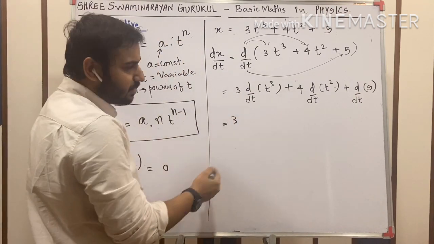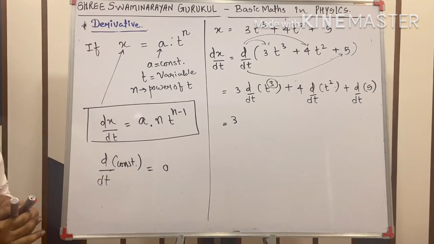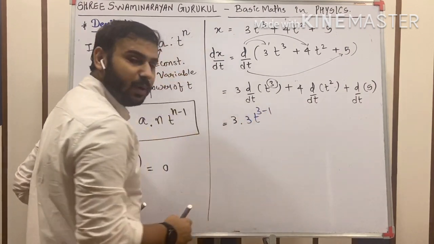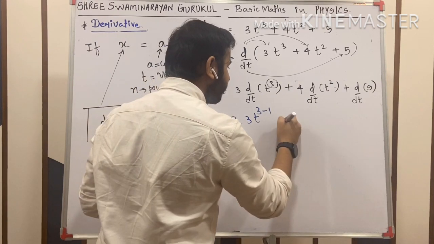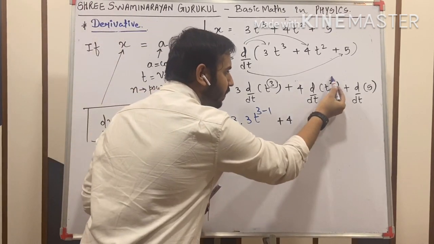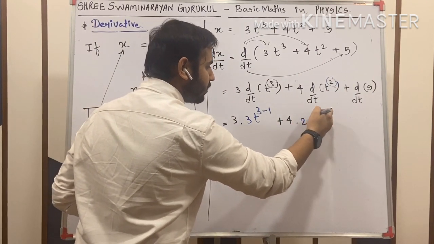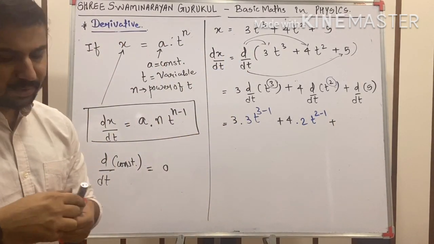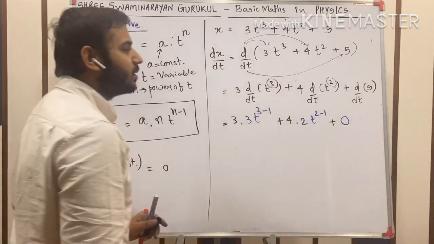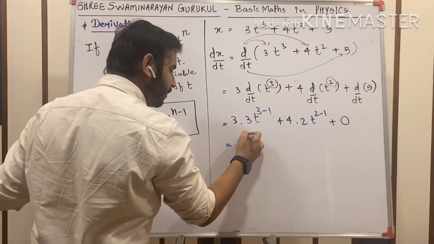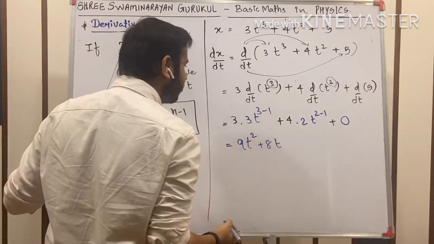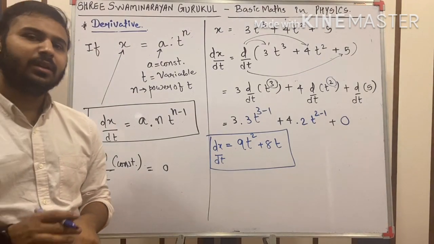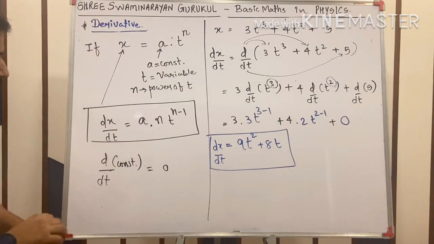Now 3 as it is. Instead of n, we have 3. So n t raised to n minus 1, I can write into 3 t raised to 3 minus 1, then plus 4 as it is. Instead of n, we have 2, so into 2 t raised to 2 minus 1, and 5 is only a constant number, so 0 is your answer of differentiation. 3 3s are 9 t square plus 8t. Final answer of dx upon dt: 9t square plus 8t. Understood? Fine.